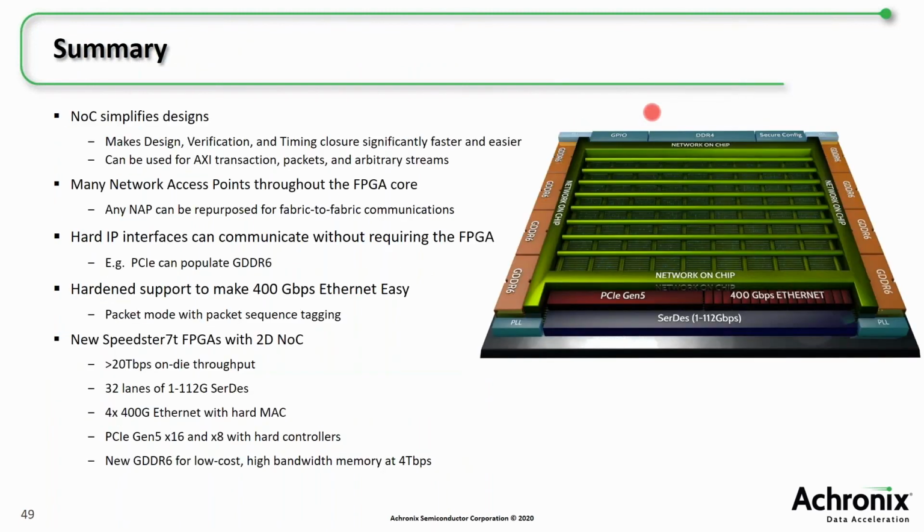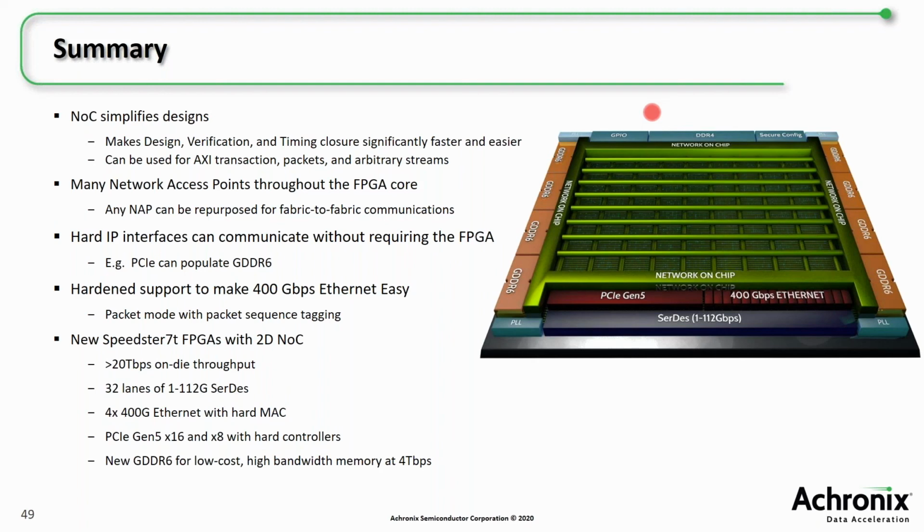So this brings me to my summary. Having a NOC built into the core of the FPGA makes design verification and timing closure significantly faster and easier. And the way we've implemented it can be used for AXI transactions, for packets, and for arbitrary streams of data. We have many network access points throughout the FPGA core. In the specific example of the 7T1500, we have 160 different network access points. As we've seen, the hard IP interfaces can communicate with each other without requiring the FPGA core, such as the example of the PCI Express interface populating GDDR6 memory. And we have hardened support, such as our packet mode, to make 400 gigabit per second Ethernet easy to implement.